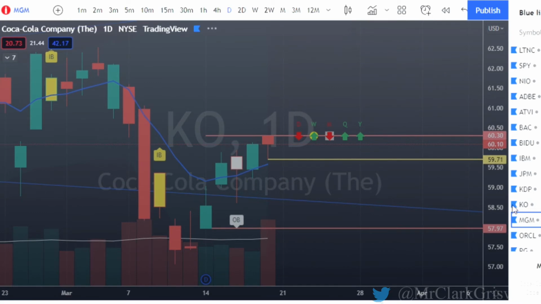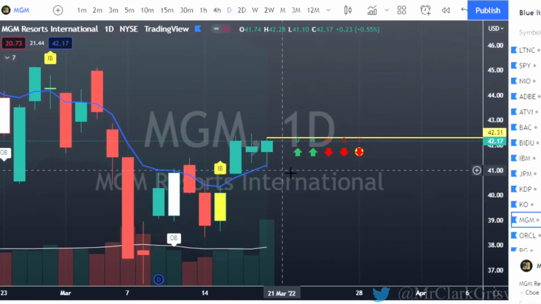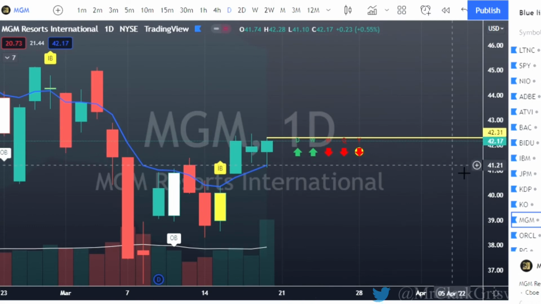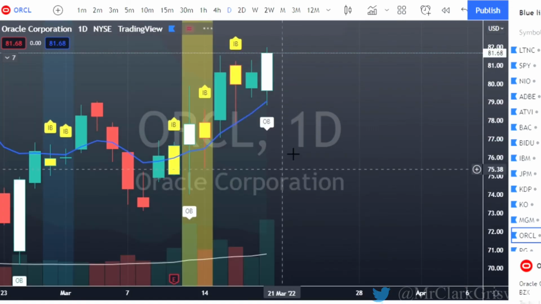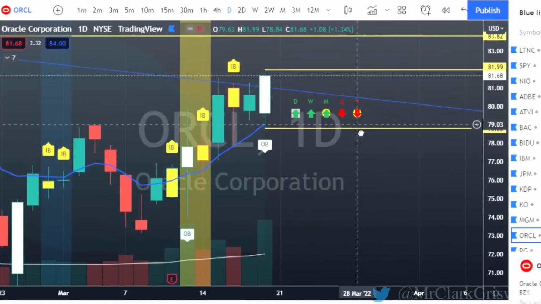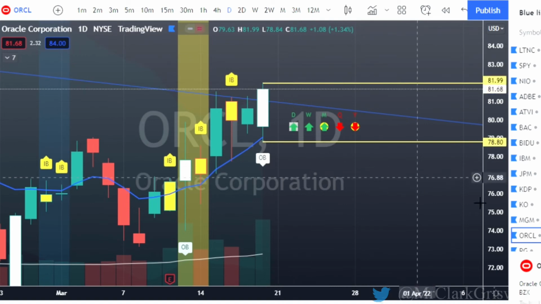MGM Grand, MGM ticker symbol, was a 2 down that finished green. We'll look for this thing to continue higher with calls at 42.31. Oracle, ORCL, has a big outside bar on it, so we can take calls at 81.99 or puts at 78.80.